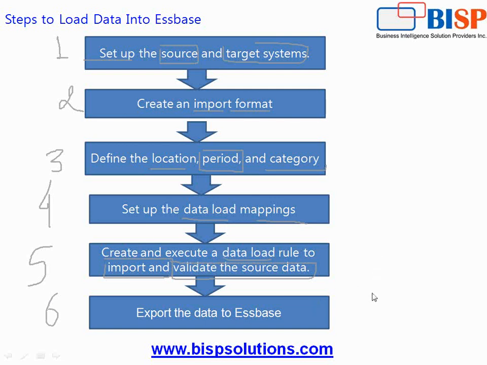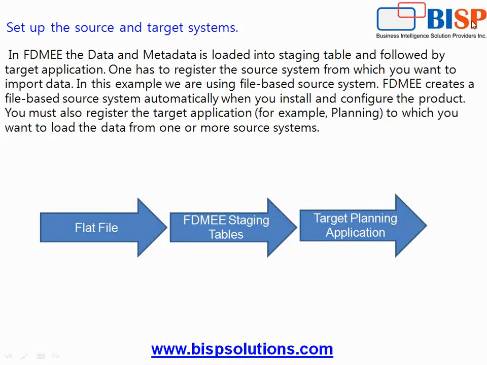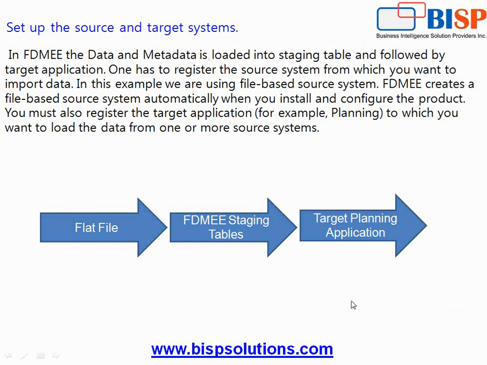Now one important thing, as I mentioned, I would like to graphically show you here once again and underline. In FDMEE, data and metadata are loaded into your staging table. We have a set of staging tables like TDATASEG and all. So there is a set of staging tables followed by a target application. If you look at the structure over here, the source could be a relational database, it could be a flat file. From there we load into staging table and then to target application. This is done in 2 steps. So let's do hands-on and see how it works.